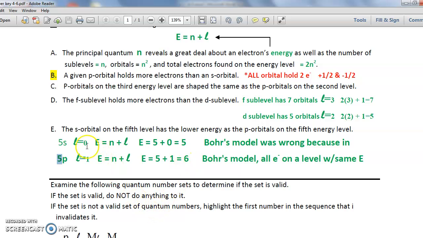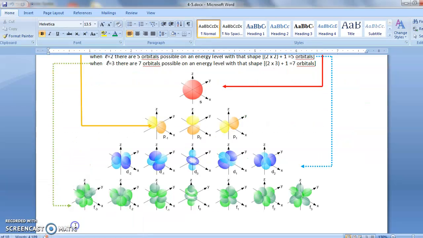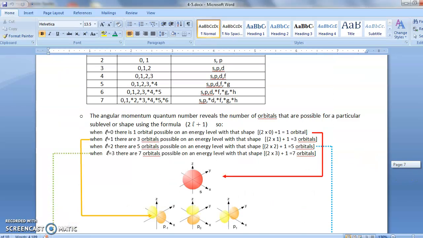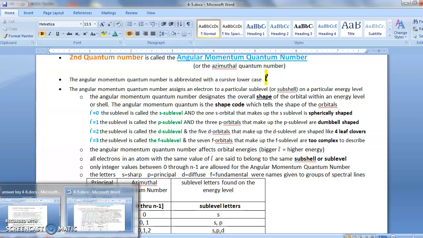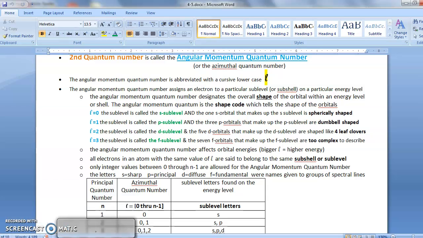Where do I get those numbers? How do I know the second number L is 0 when you're in the S? The second number is 1 when you're in the P. How do I know that? It's right in your notes. If you look right here, when you're in the S, your L is 0. When you're in the P, your L is 1. You don't have to memorize those, but you need to know what they mean.